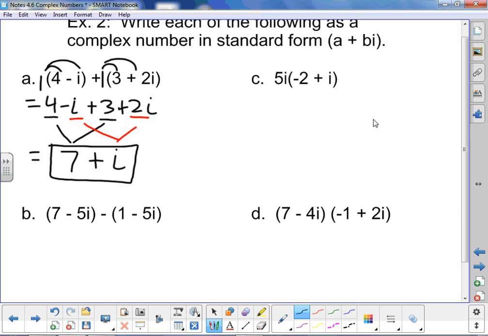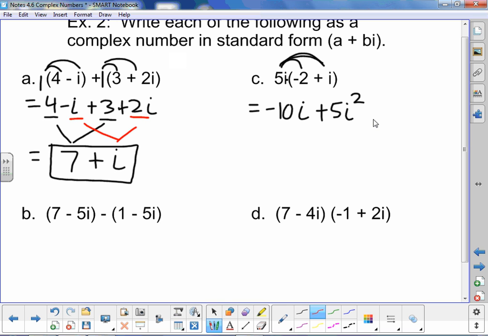So now we're going to distribute. Like I said before, it works just like a variable. So if that said 5x times -2, you'd put -10x. But it's an i, so you're going to put -10i. 5i times i would be like 5x times x would be 5x squared, but it's not an x, it's an i. So plus 5i squared.